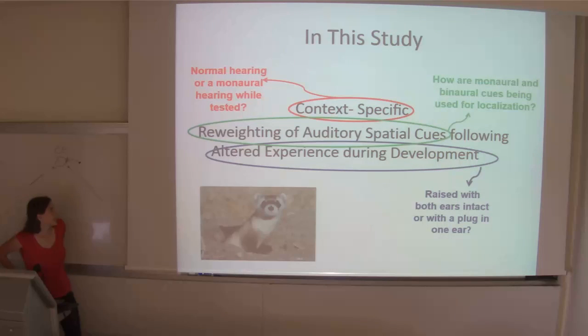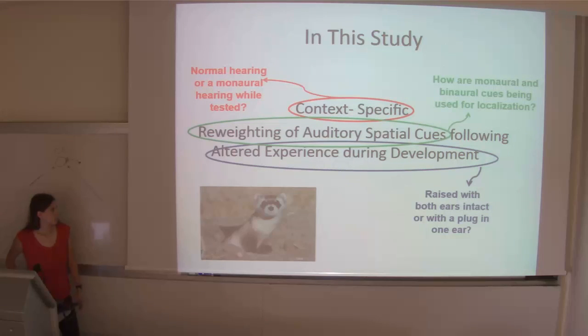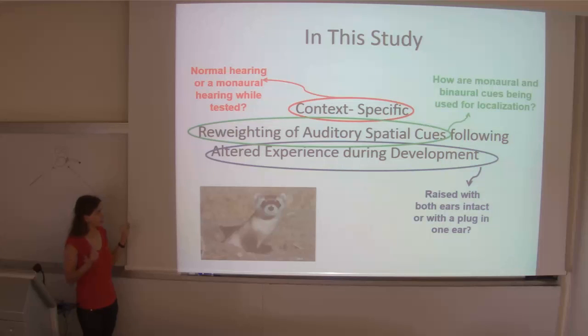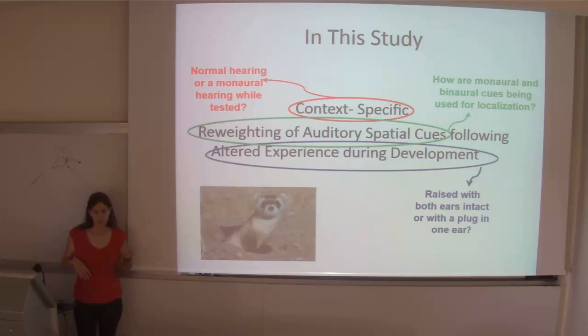So we can go back to the title and see what it actually means. Context-specific reweighting of auditory spatial cues following altered experience during development. Context-specific is just how we are while being tested: do we have normal hearing or only one ear? Weighting of the auditory spatial cues is how much we use the binaural and the monaural cues, and experience in development is how the ferrets were raised. Did they have normal hearing or not?